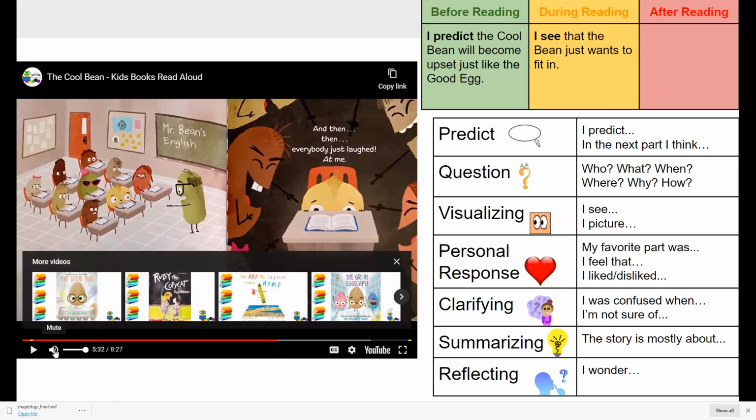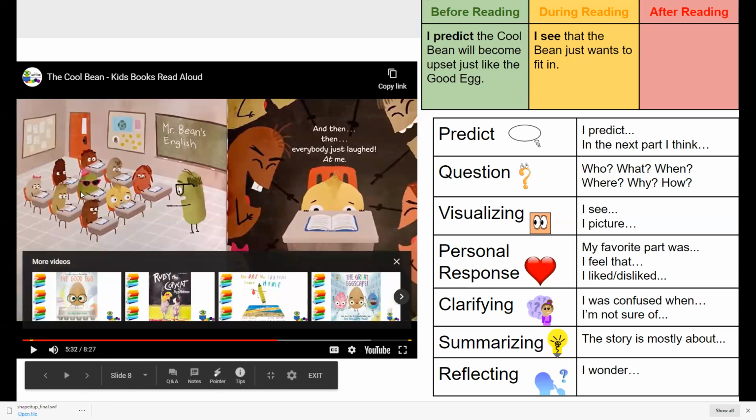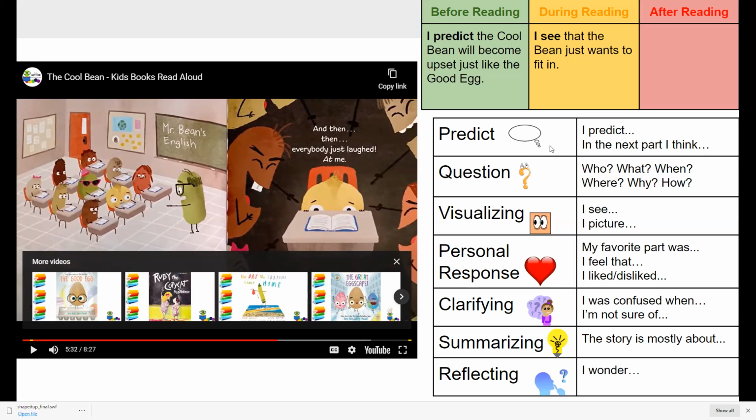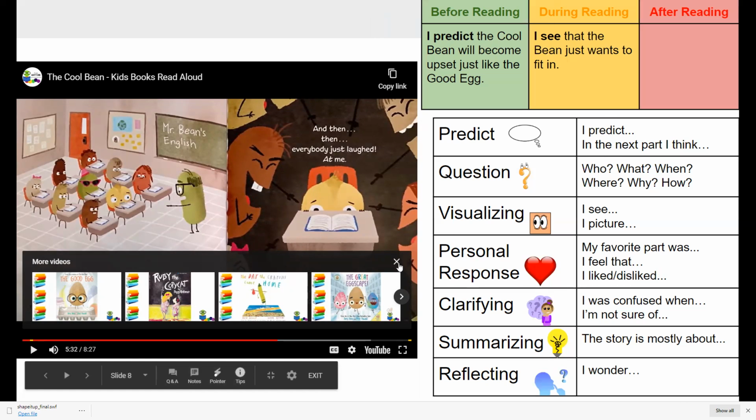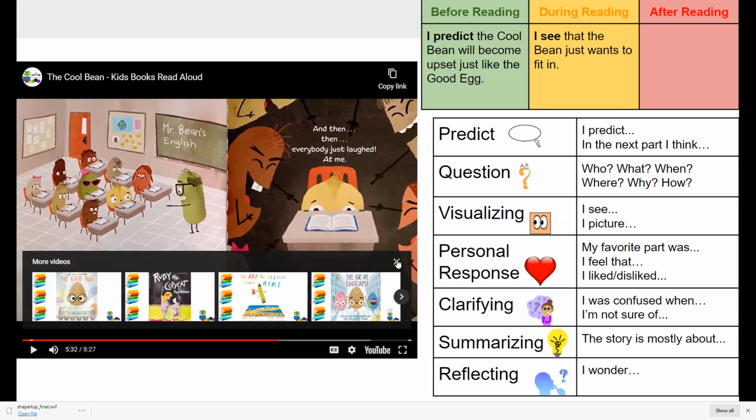This is a perfect time. I want you to stop and think, what are you thinking about as we're reading this story? What are you seeing is going on with the bean? Do you have any predictions about what's going to happen next? You could say a stem such as, I predict, or in the next part, I think. What do you think is going to happen? Is there something you're confused about? Remember to use these stems as we're reading to track your thoughts.